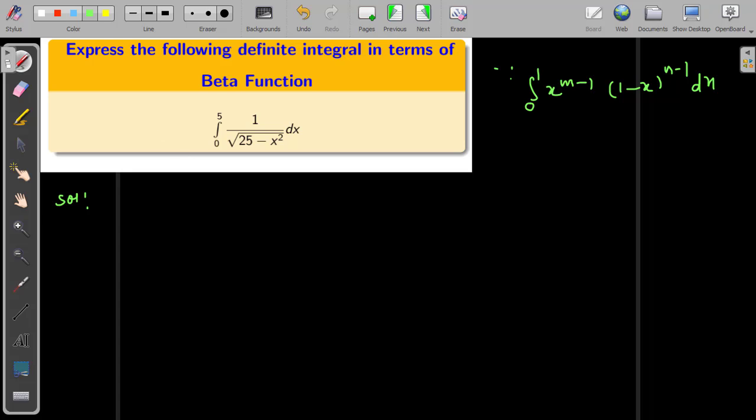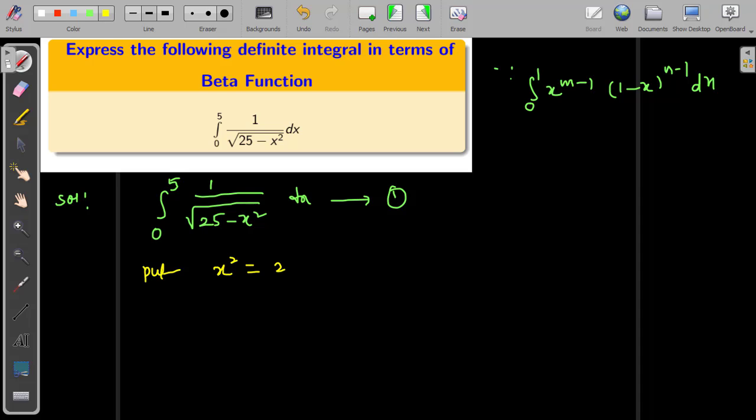Solution: I'll take the given definite integral from 0 to 5 of 1 by square root of 25 minus x square dx. Let us mark this equation number 1. Now choosing the substitution, put x square equal to 25y. Why am I writing 25? If I replace it with 25y, I can take root 25 common, and inside the root what is left is 1 minus y.